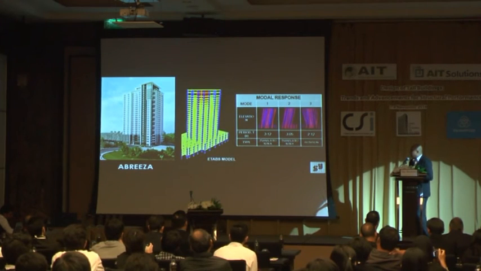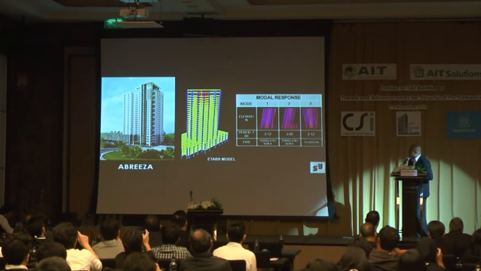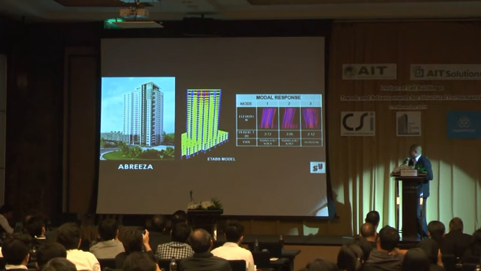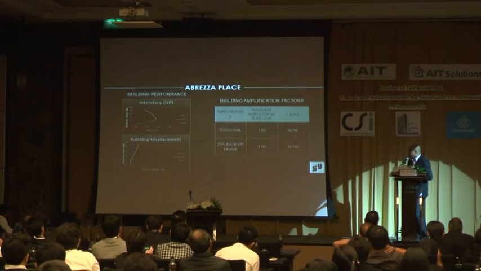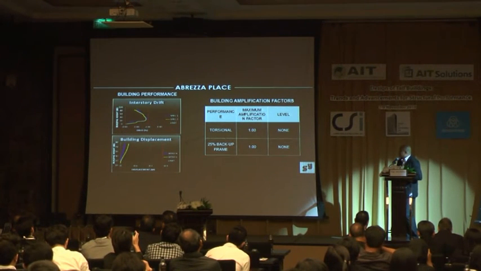Next, please. And lastly, you have the last structure, the Abrisa structure. It has translation for the first two modes and rotation for the third mode. So the interstory drift is within the code specified limit, and there's no amplification factor.